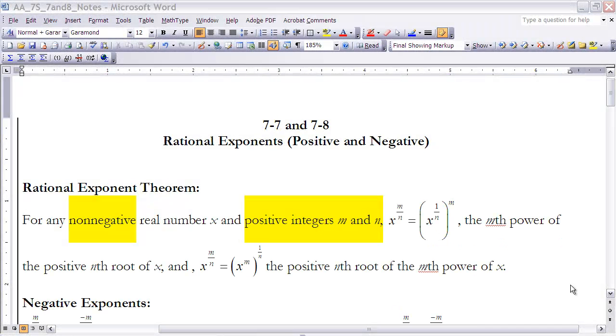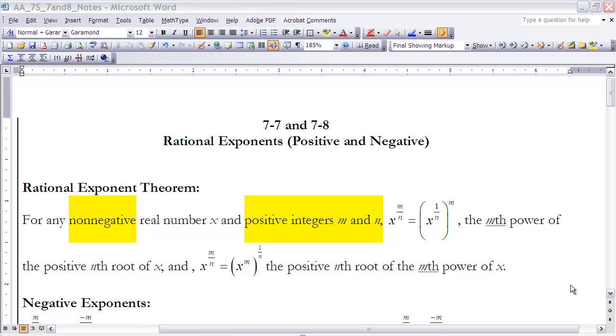Alright, this is the notes for section 7.7 and 7.8, rational exponents, both positive and negative. We're going to do these two sections together because they go very well together, and I think that sometimes it's just easier to see this whole thing if we look at both positive and negative rational exponents together. If you haven't done so already, make sure that you read 7.7 and 7.8 before continuing on with this video.